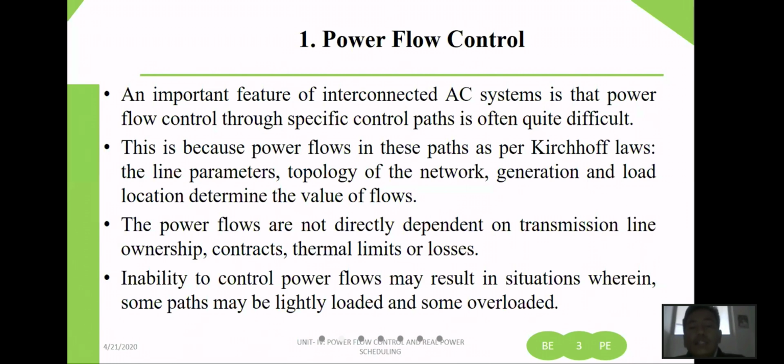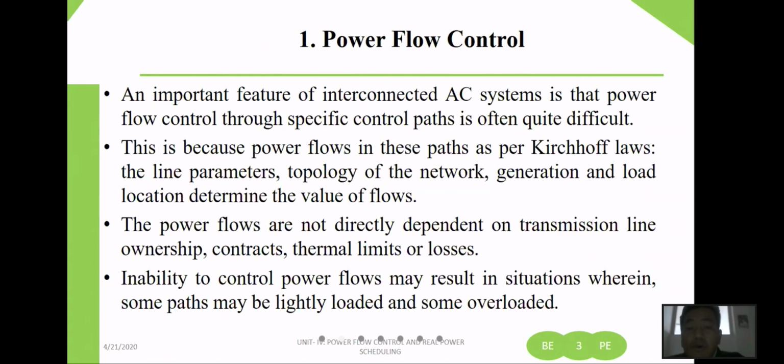If 300 megawatt has to flow from area 1, then we have to see how much has to flow from area 2, so that the total power flowing in our interconnected system is 500 megawatt. So 300 from area 1, 200 from area 2, making it 500. How to control, we will see later on, but this has become very important in an interconnected AC system.